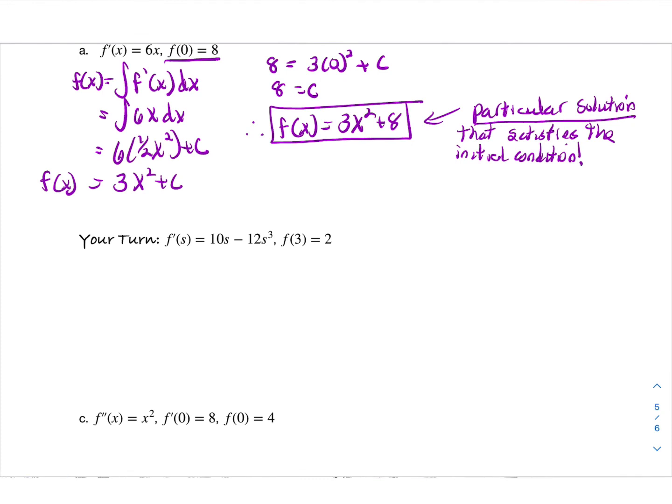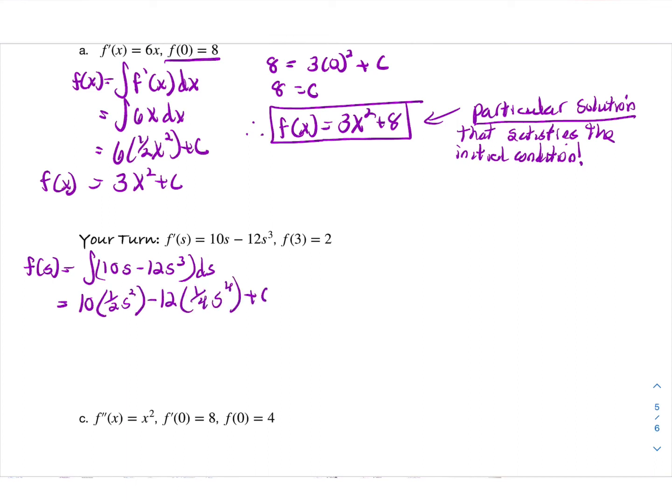Okay, to find our original function, we need to find the integral of f prime of s. So we're going to integrate 10s minus 12s cubed with respect to ds. And so bring the constant 10 out, the integral of s is 1/2 s squared. Bringing the constant negative 12 out, the integral of s cubed is 1/4 s to the 4th plus c. Simplifying that down, I get 5s squared minus 3s to the 4th plus c is equal to f of s.